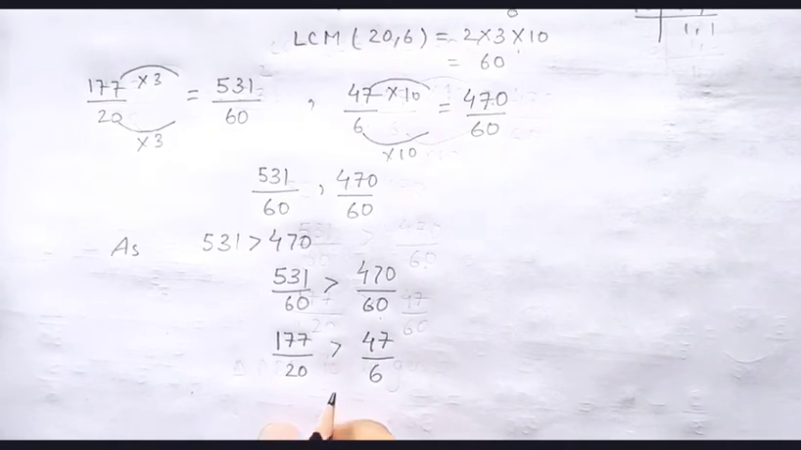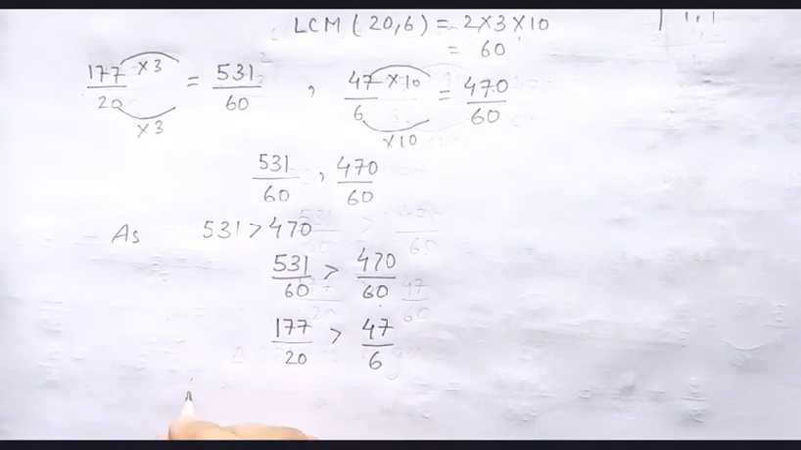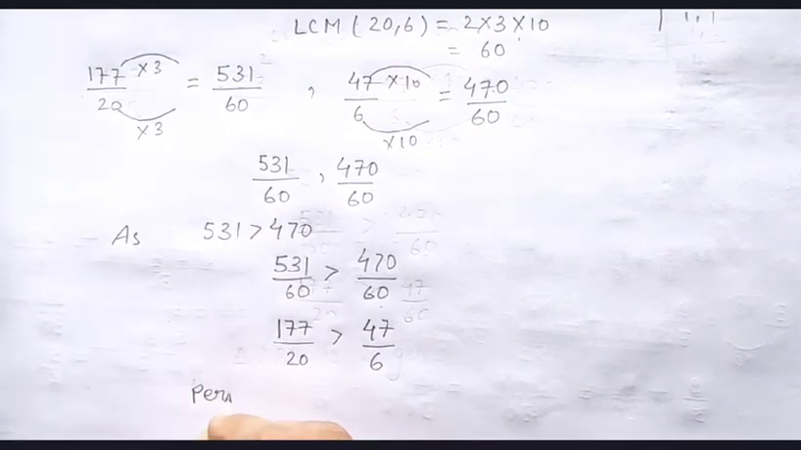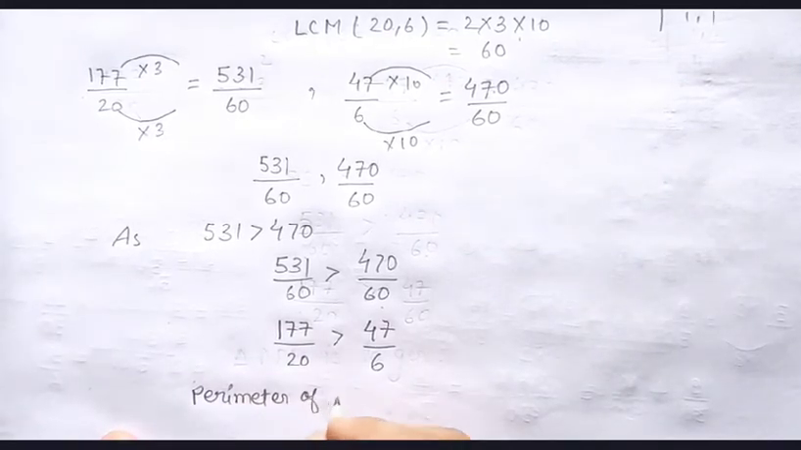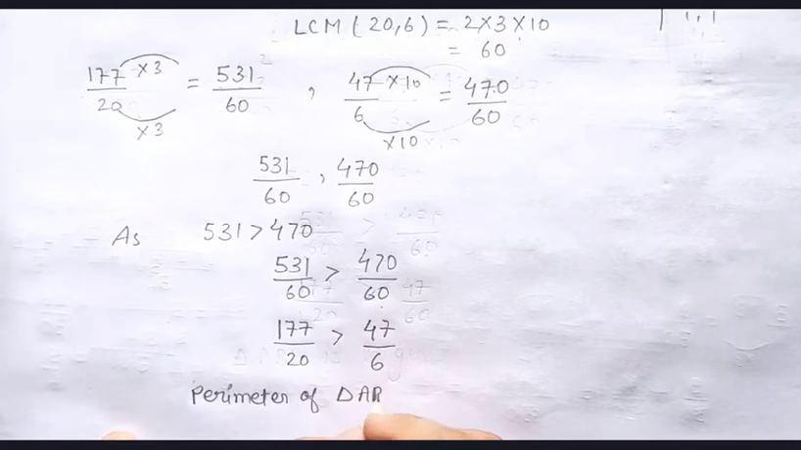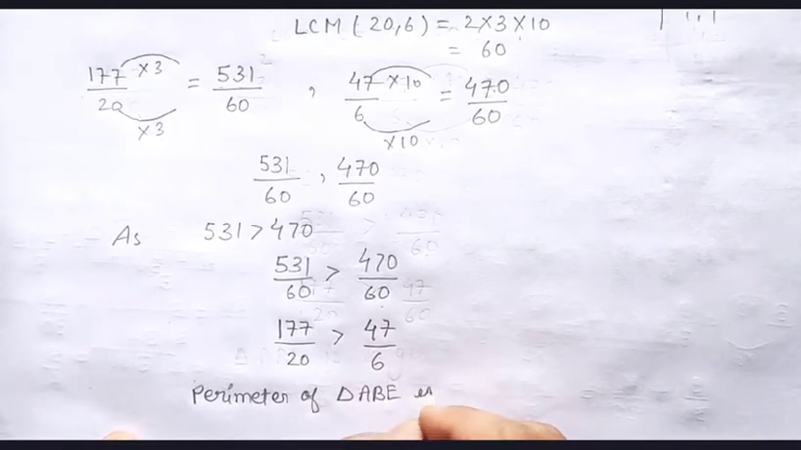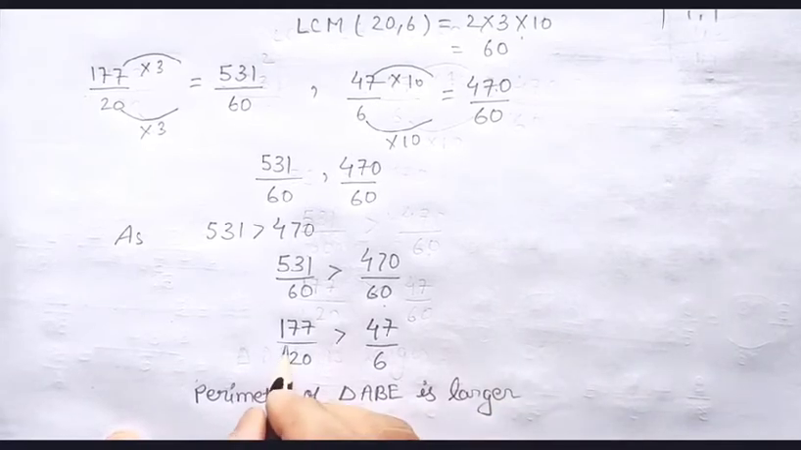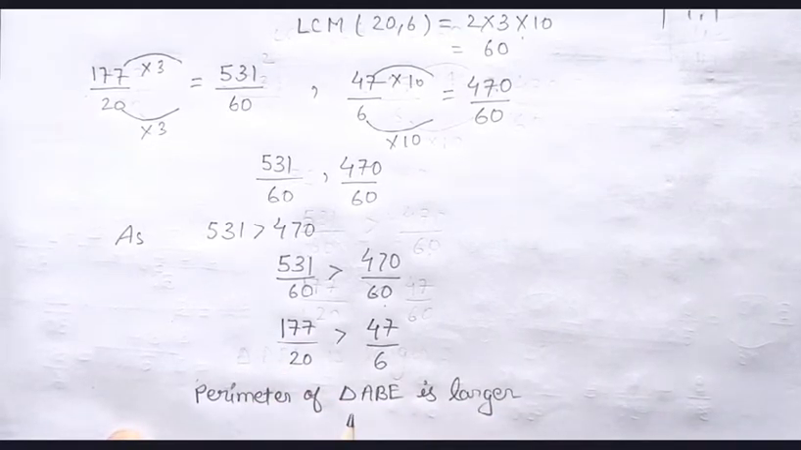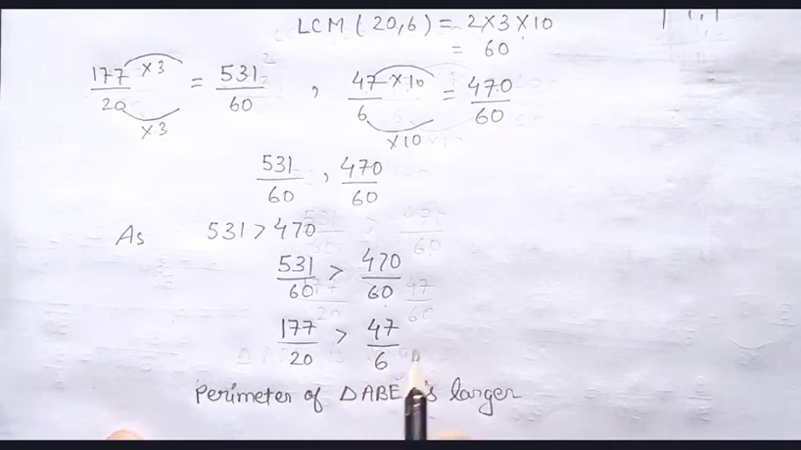So it is clear that the perimeter of triangle ABE is larger. Why? Because you know, 177 by 20 is the perimeter of triangle ABE, which is larger than the perimeter of rectangle BCDE, 47 by 6.